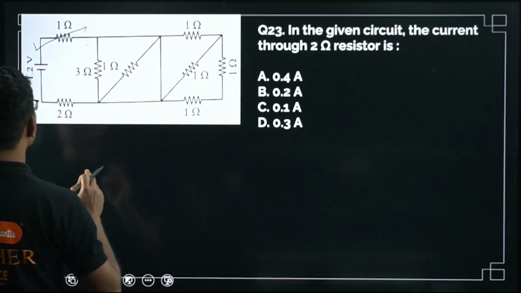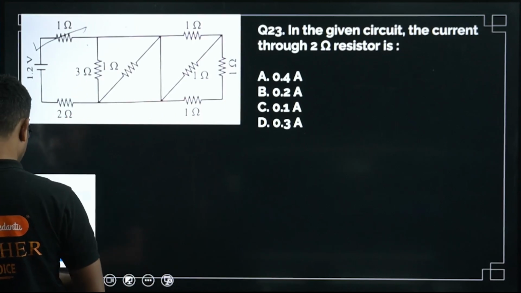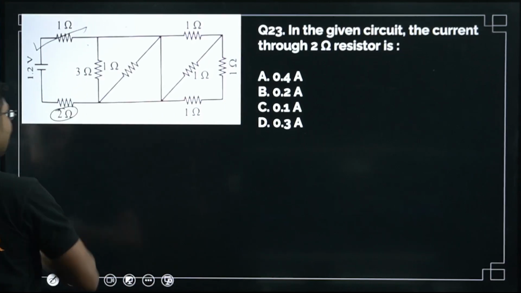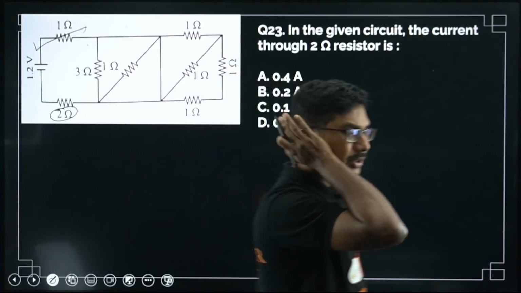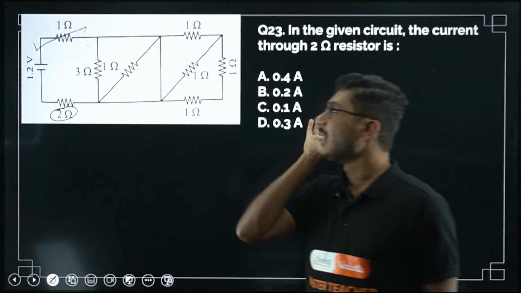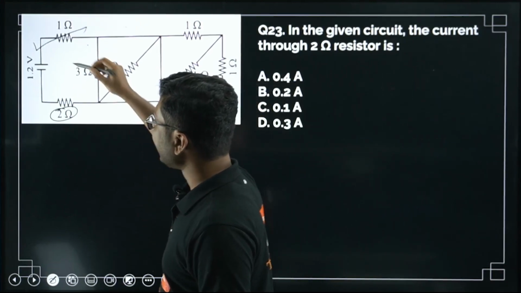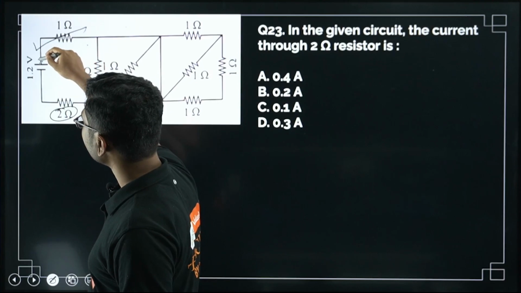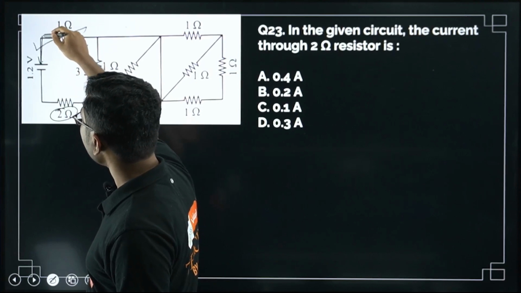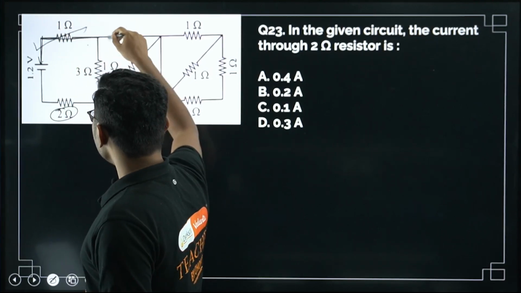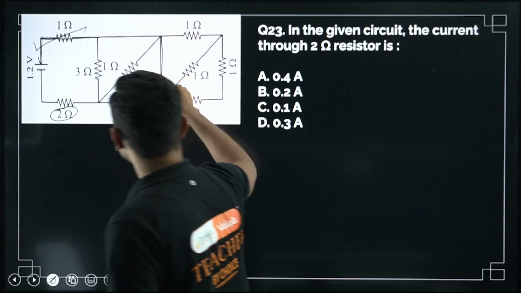So, current through this 2 ohm resistor. You have to find the current through this 2 ohm resistor. Now this is a very tricky question. Why is this a tricky question? So current starts from here, and if you see there is a short here.